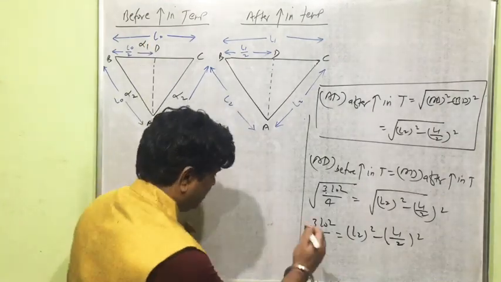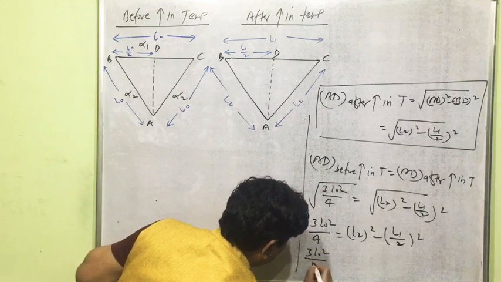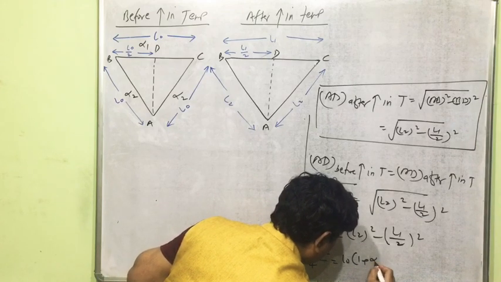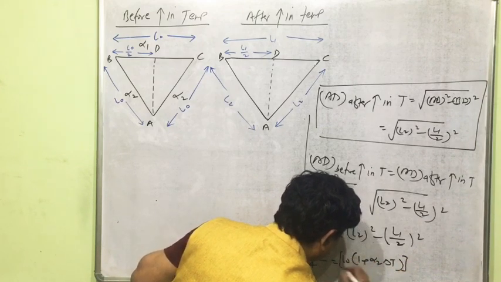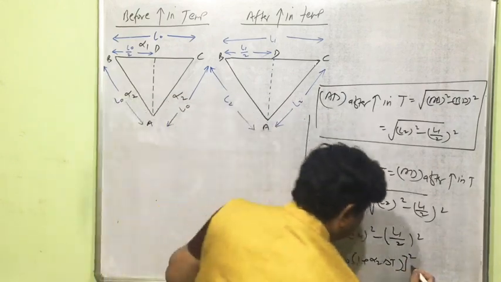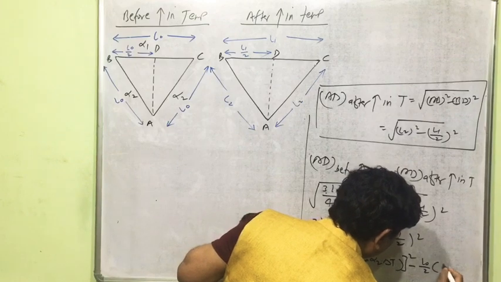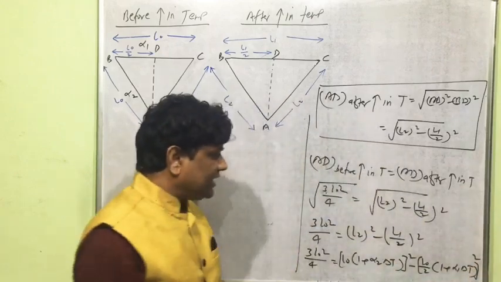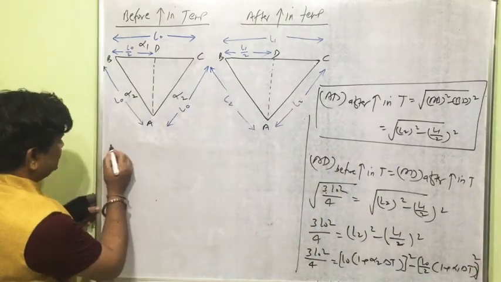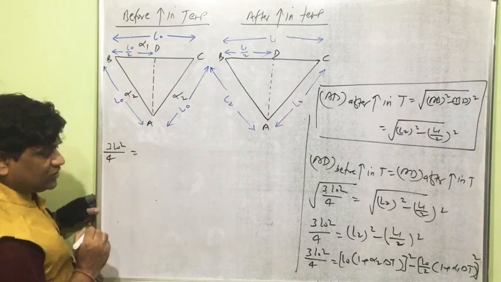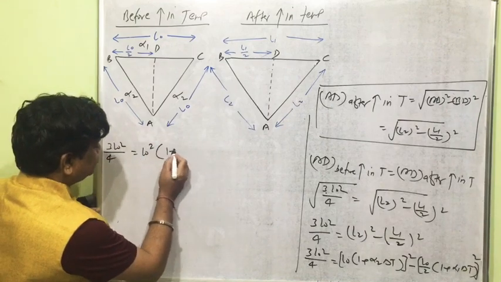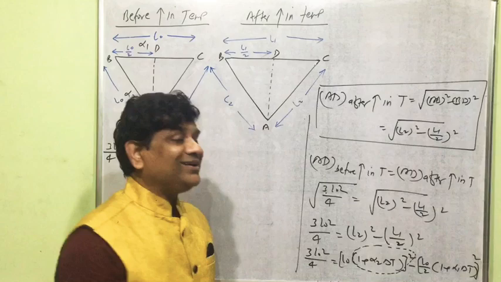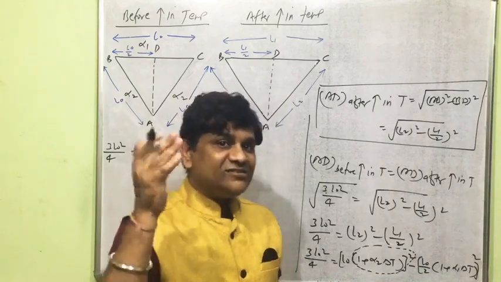So we can take the values now here. It is 3 L0 square by 4 is equal to, L2 is L0 into 1 plus alpha 2 into delta T, whole square, minus L1 by 2, which is L0 by 2 into 1 plus alpha 1 into delta T, whole square. Now we can simplify this relation. It is 3 L0 square by 4 is equal to L0 square into, this is in the form of binomial expansion, 1 plus x to the power n is 1 plus nx.